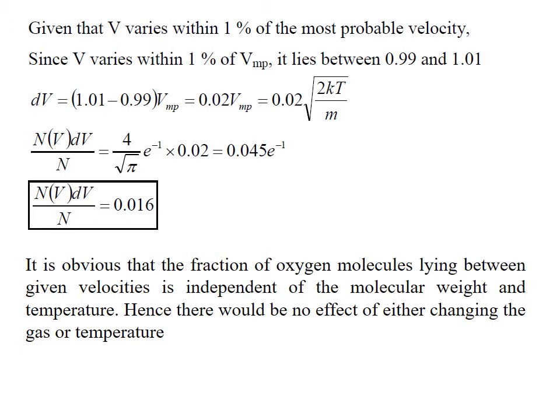kT divided by m. And by substituting these values in the already simplified expression, we get it as 4 divided by root pi exponential minus 1 times 0.02. And on further simplification, we get n of v dv divided by n as 0.016.